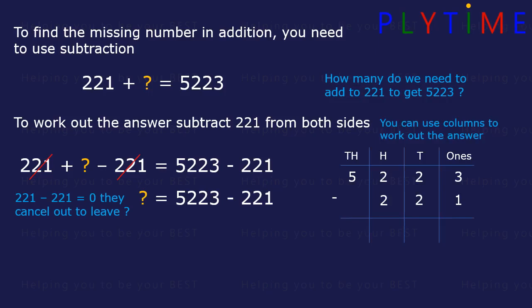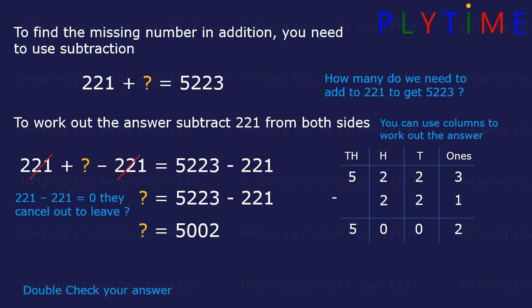Let's start with the ones column. 3 minus 1 equals 2. Now move to the tens column. 2 minus 2 is 0. And the next column, 2 minus 2 again is 0. Finally, the thousands column. 5 minus 0 equals 5. So the question mark equals 5,002.